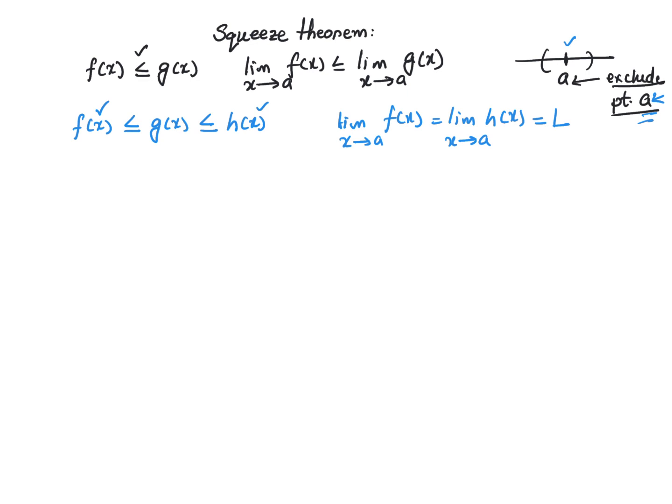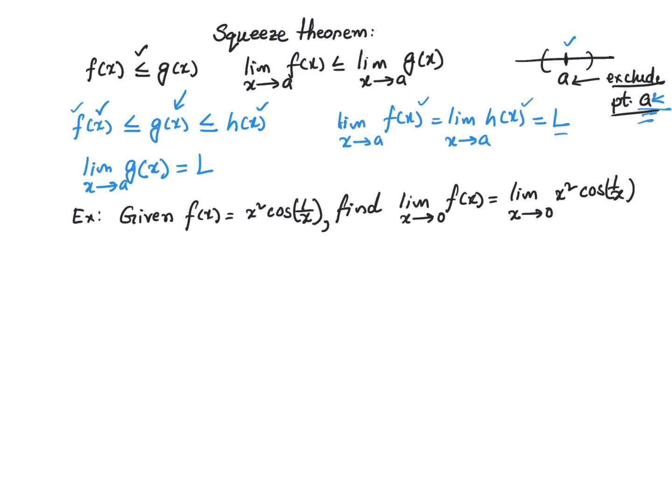So we are making a couple of assumptions here. One is that this relation holds in some neighborhood containing A, except for A possibly, and also that the limit of f of x as x approaches A and the limit of h of x as x approaches A is L. If that is the case, then it must be the case that the limit as x approaches A of g of x, the one that's sandwiched between these two functions, is also L. This is called squeeze theorem, sandwich theorem, or maybe it has some other names, but in the US we call it squeeze theorem.